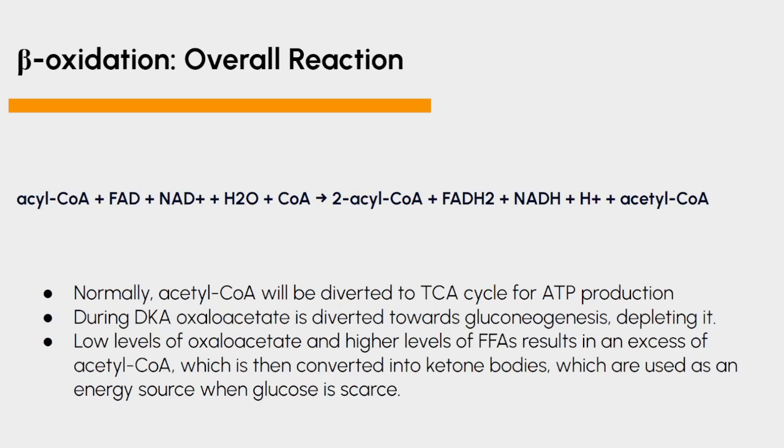With low levels of oxaloacetate and high levels of FFAs, there is an excess of acetyl coenzyme A. The acetyl coenzyme A is converted into ketone bodies to be used as an energy source due to the lack of glucose.